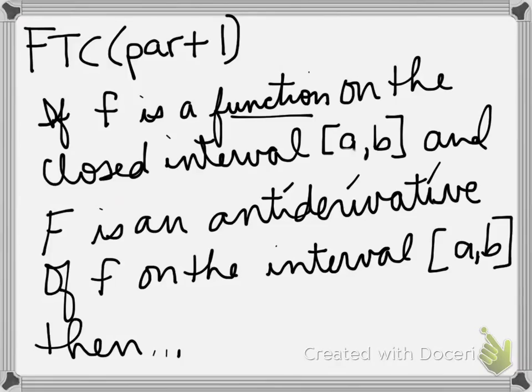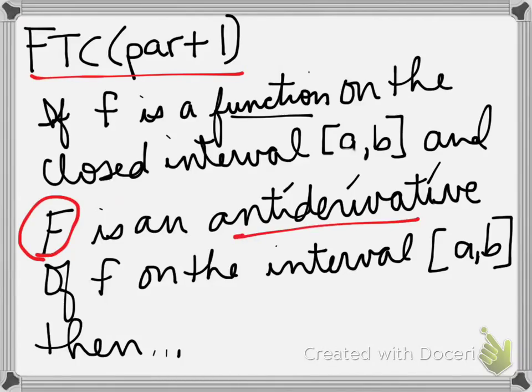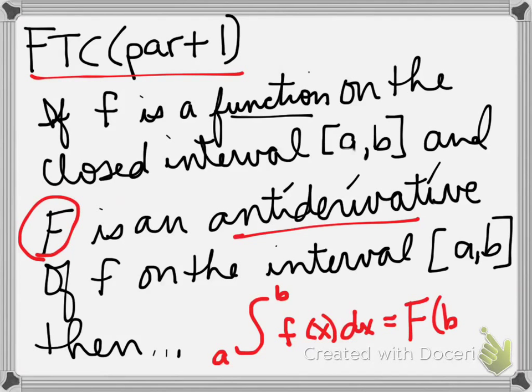So talking about the fundamental theorem of calculus, and we call it part 1. Later on, we're going to study the fundamental theorem of calculus, part 2. The first fundamental theorem says, if f is a function on the closed interval from a to b, and capital F is an antiderivative of f on the interval from a to b, then if you integrate from a to b the function f of x dx, you're going to get capital F of b minus capital F of a.